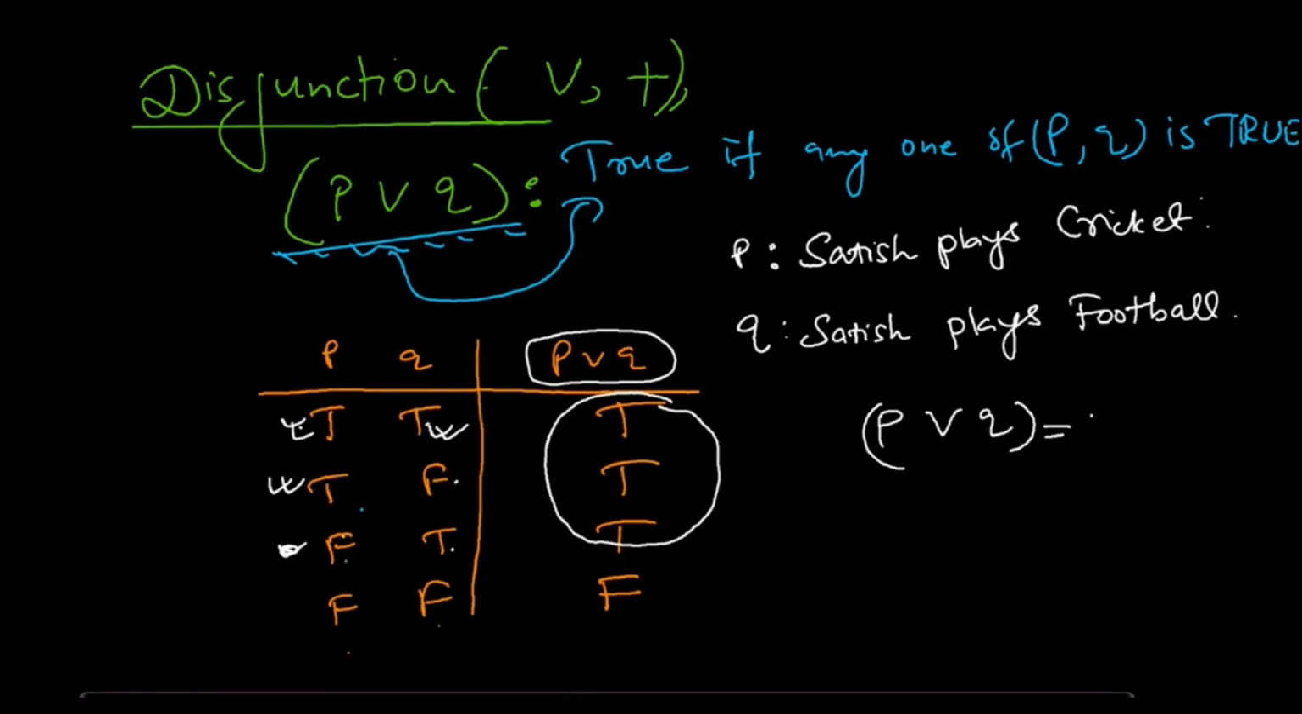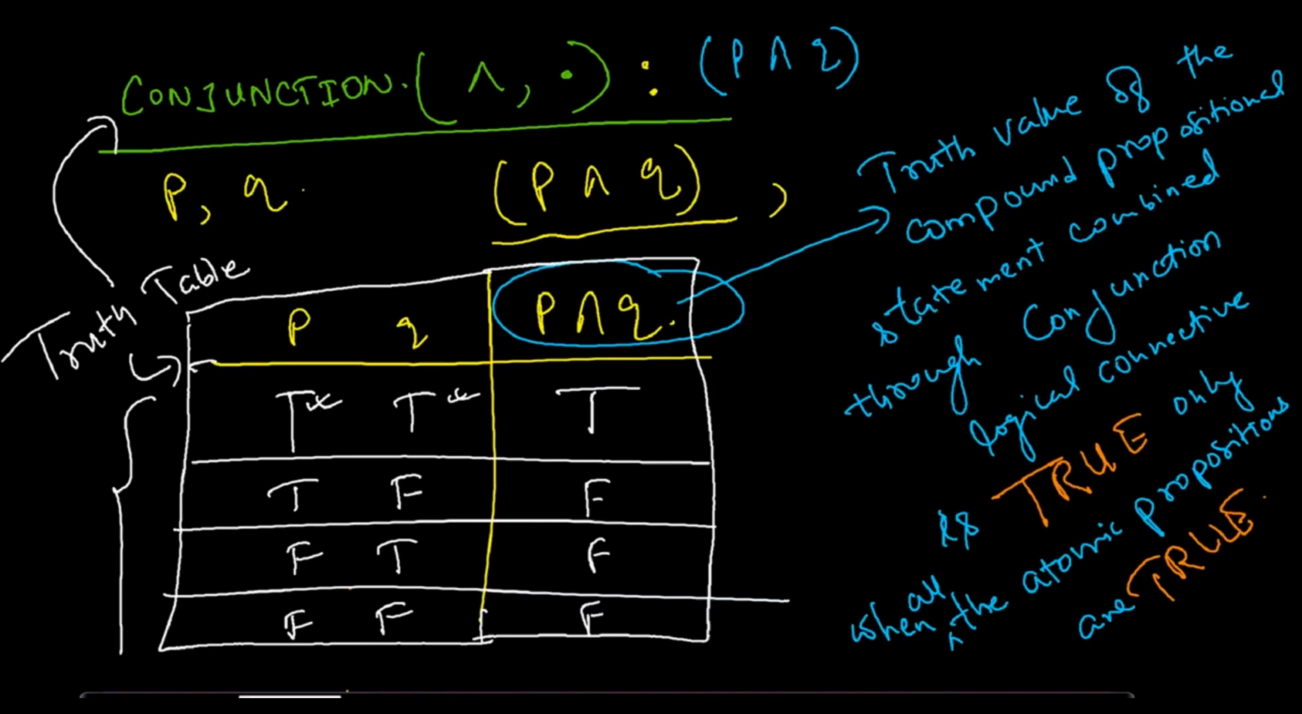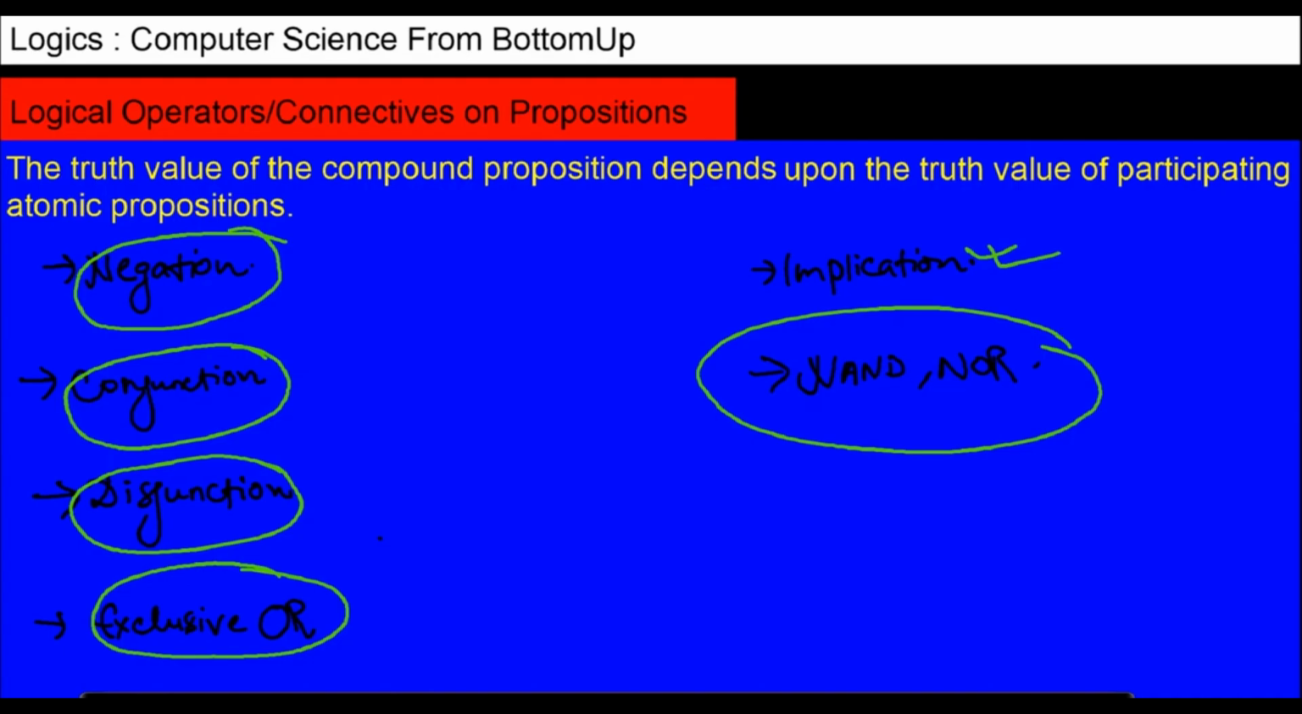In this video we have covered negation, conjunction and disjunction. In the next video we will see exclusive OR and NAND and NOR, and after that we'll look at implication maybe.